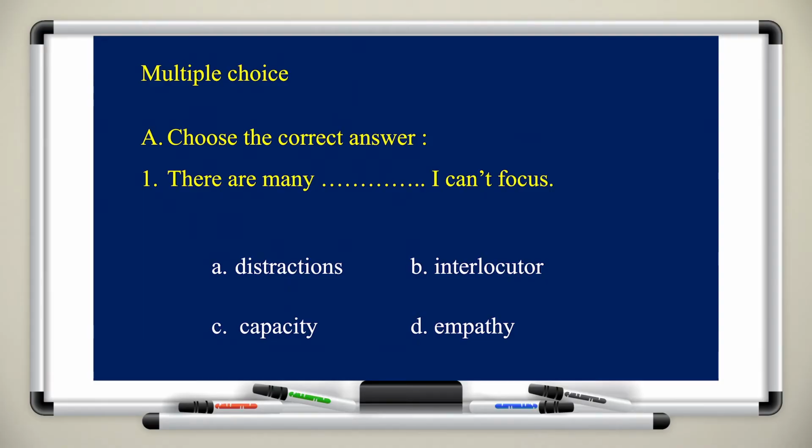Now, what we have to do is very simple. We have to read the sentence, then read the answers, and choose the suitable answer. I will read the sentence and give you enough time to choose the suitable answer, then I will show you the answer. Now, number 1, there are many blank, I can't focus. Can you choose the correct answer? The correct answer is A, distractions.